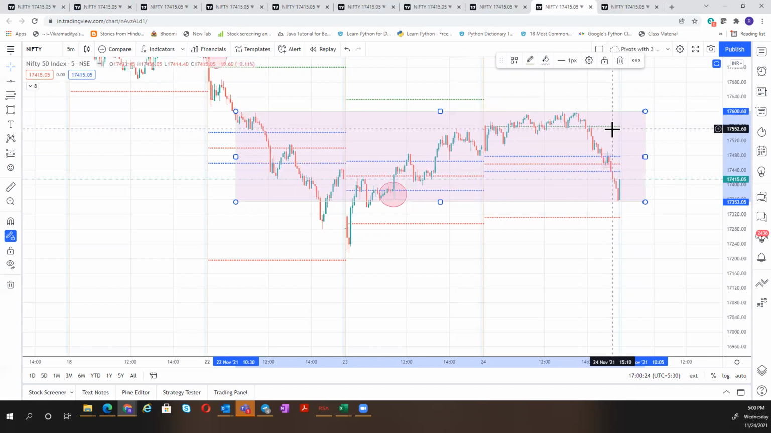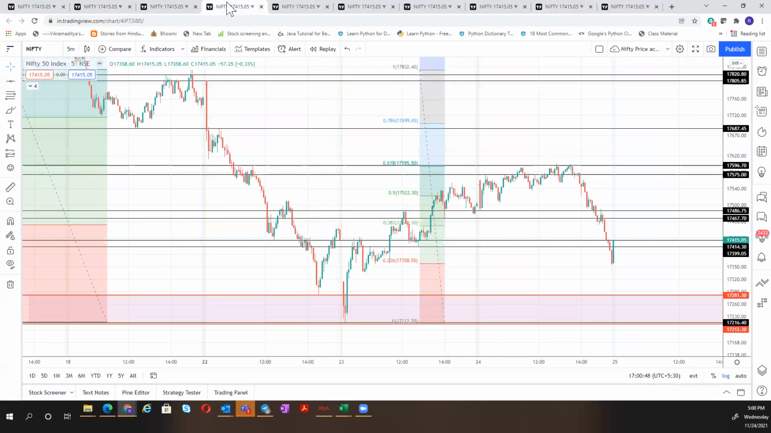Now tomorrow again, if the market opens within the day's range, it will be sideways. Consider the third day of market opening within the range, it will have a sideways effect. But if it opens below today's low, S1, then you can anticipate the market will test 17,216, or it can go even further below. So I have marked the levels here.